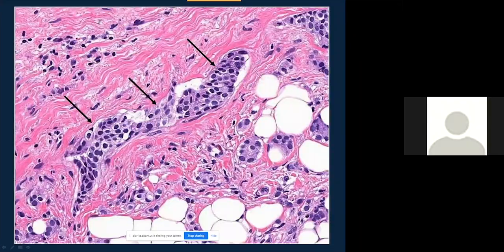So here we see a lymphatic vessel, and within this lymphatic vessel, we see cancer cells within the lumen of the lymphatic vessel.